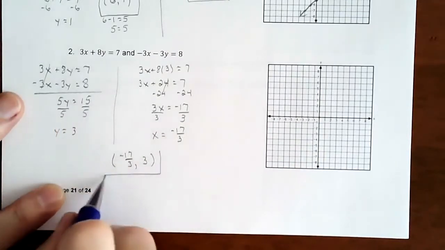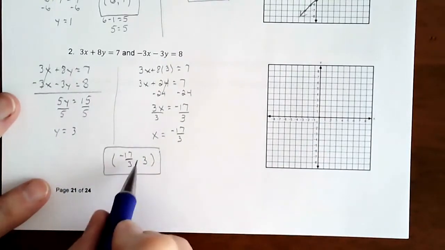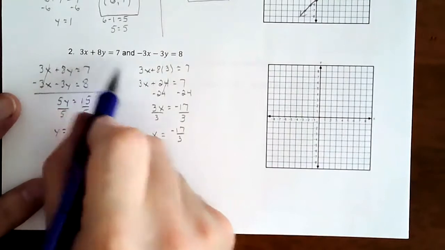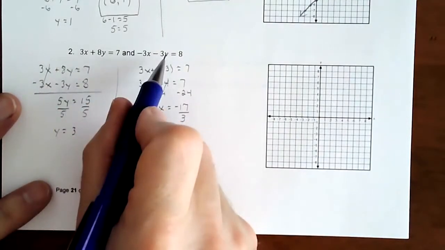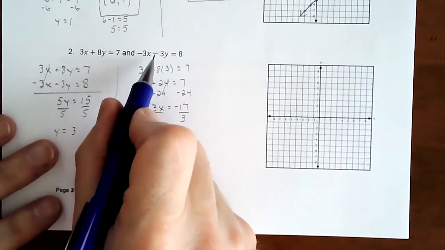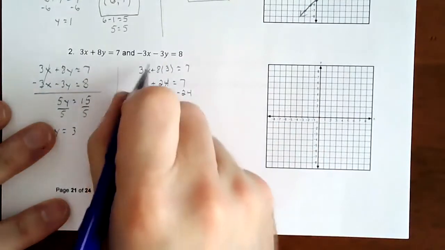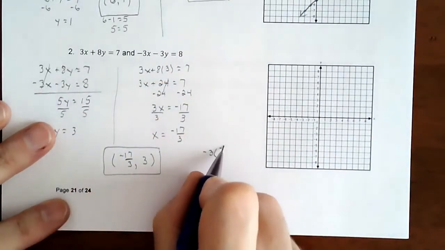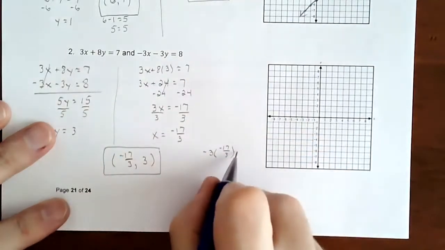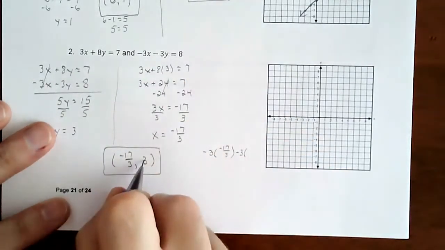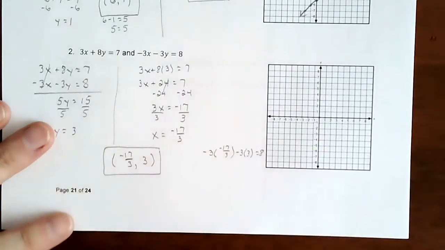If we graphed them, that's where the graphs would cross each other. It should also be a solution to both equations. If I take this answer and plug it back into the original that we just used, it should add up to 7. But I'm going to check the other one. I always check the other one to make sure that we didn't get lucky on this. So I'm going to plug in negative 3 times this x value of negative 17 thirds, minus 3 times the y value of 3, which is supposed to make 8.